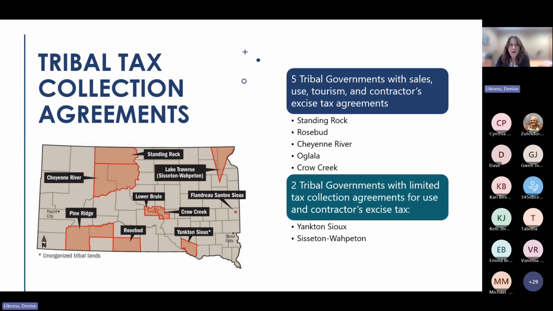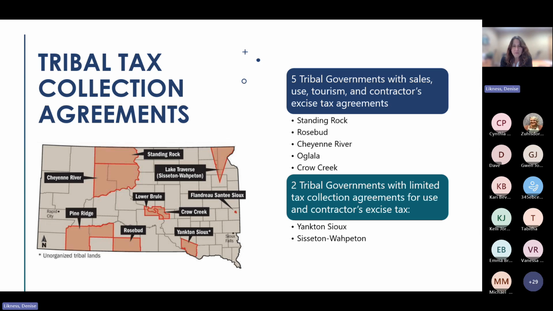We do have 2 tribes that we have limited collection agreements with for use and contractors excise tax. That would be Yankton Sioux and Sisseton Wahpeton. The tribes that we don't have any collection agreements with are Flandreau, Lower Brule. Yeah, those 2. Tribal Revenue Department has jurisdiction over licenses owned and operated by enrolled members of their own tribe. The state handles all the other licenses.